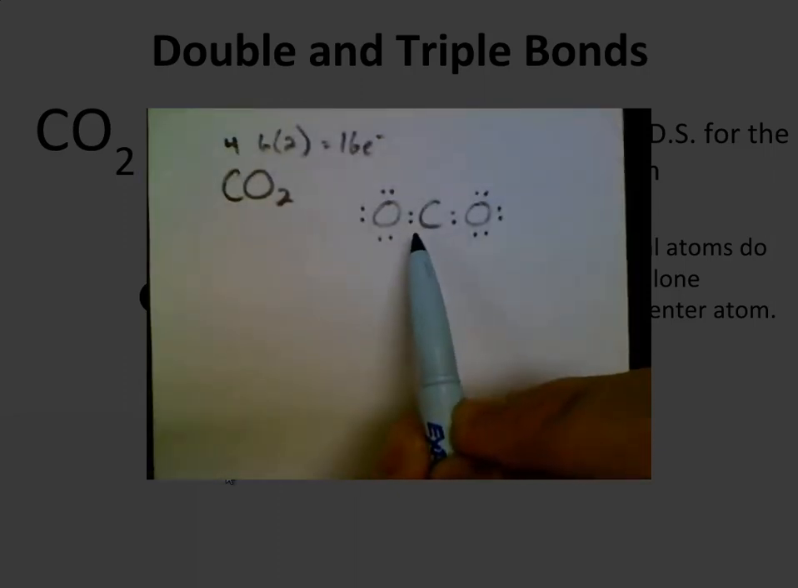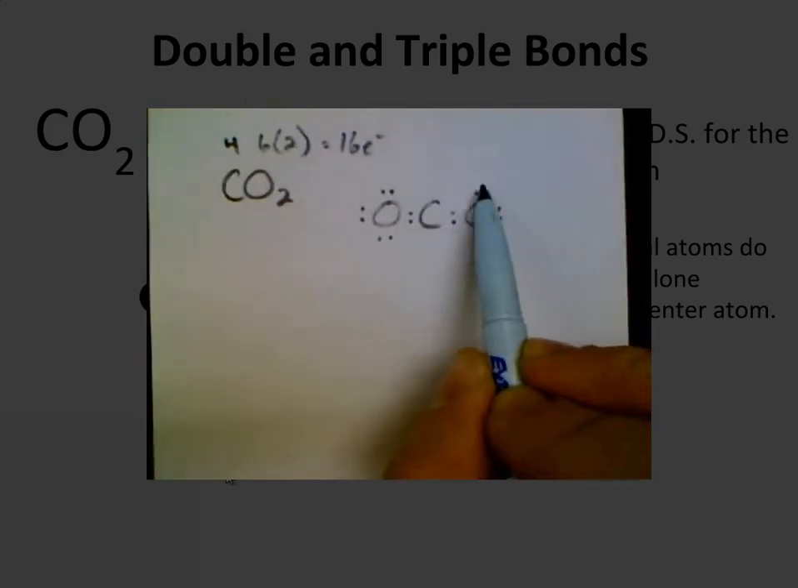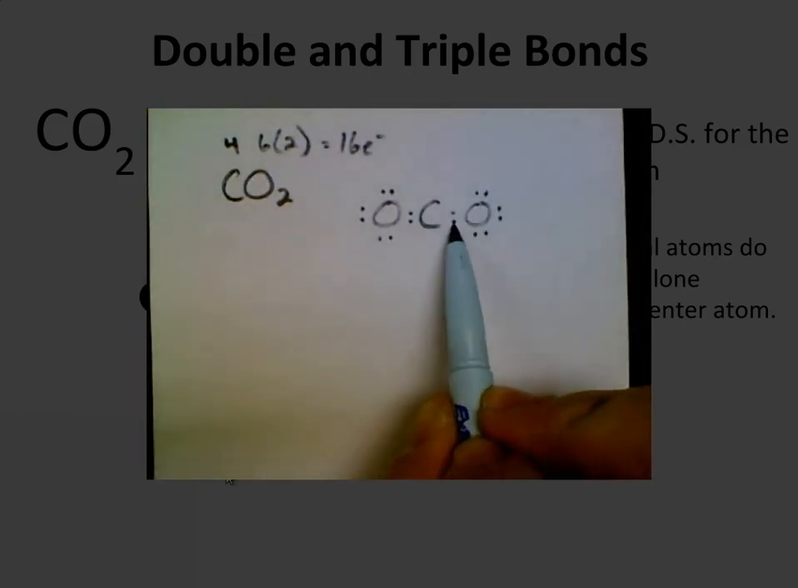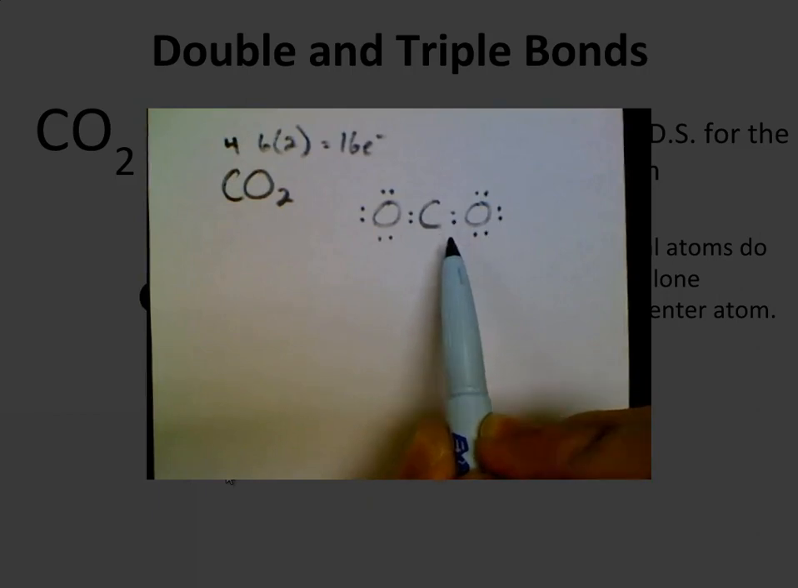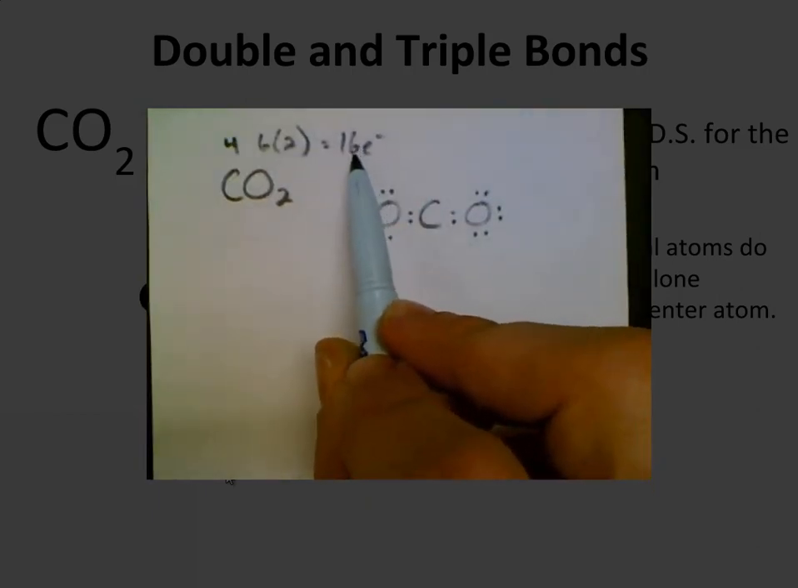We need to double check that all of our atoms have 8 electrons around them. They're filling the octet rule, right? Oxygen here has 8, right? And this oxygen has 8. However, if you look at carbon, it only has 2 pairs, which would be 4. It doesn't have enough electrons. But we can't add any more because we're already at 16.